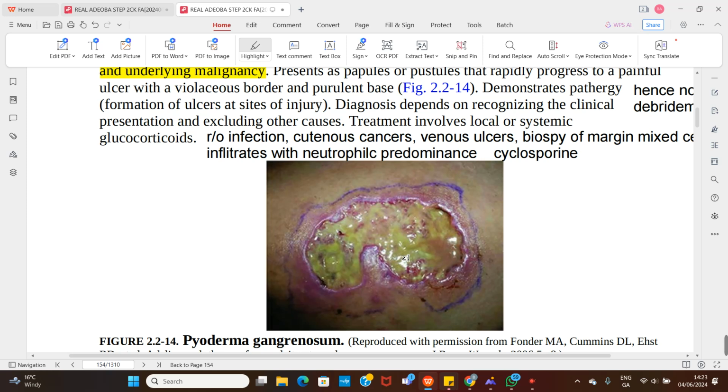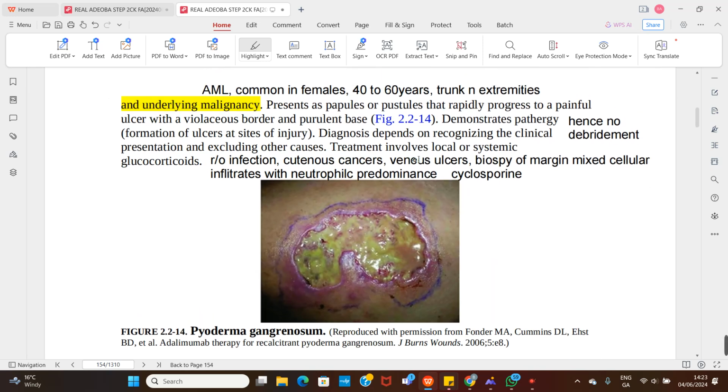So don't forget the evolution of the ulcer. Start small, becomes big, painful, purulent base, violaceous or purple colored margins, right? Common in women, 40 to 60 years. History of rheumatoid arthritis, inflammatory bowel disease, any blood malignancy, right? Don't debride. So treatment involves giving your local or your systemic corticosteroids. You can also use cyclosporine. So you can give your steroid or you can use cyclosporine, right?